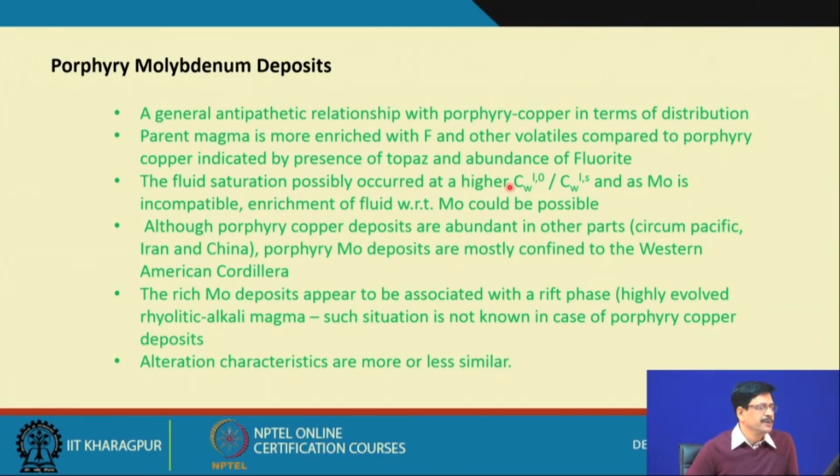Because of the inherent difference between these two elements, molybdenum and copper, copper is more compatible than molybdenum in its nature. Although porphyry copper deposits are abundant in other parts of the circum-Pacific region, Iran, China and many others in the Chilean Andes, these porphyry molybdenum deposits are rather rare and are mostly confined to the Western American Cordillera.